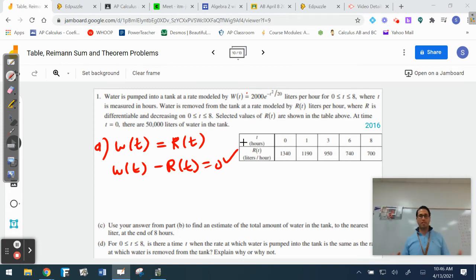All right, well, now these are continuous functions. Why? Because they're differentiable, right? If they're differentiable, they've got to be continuous. Well, that's first and foremost.